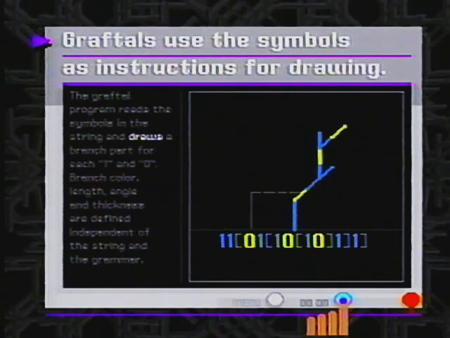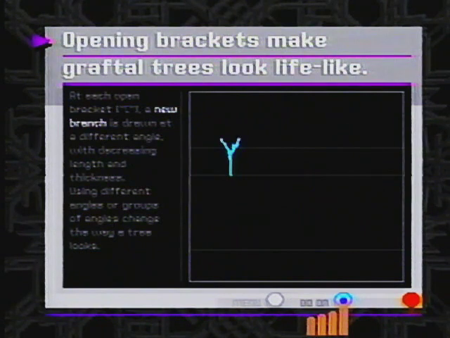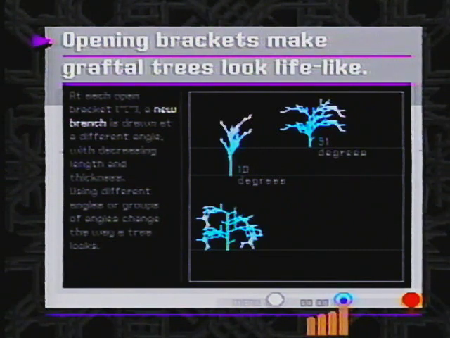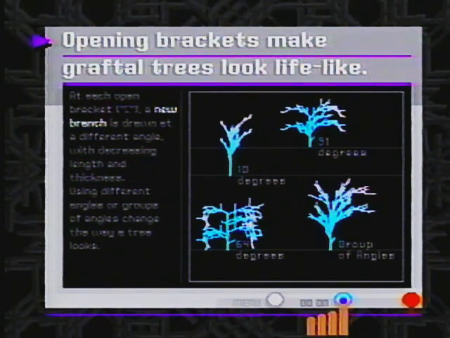What you can learn from this game is that graphtals use symbols as instructions for drawing. Branch color, length, angle, and thickness are defined independently from the string and grammar. Opening brackets help to make graphtals look lifelike. Nesting brackets within each other and using different angles or groups of angles helps to change the growth patterns.